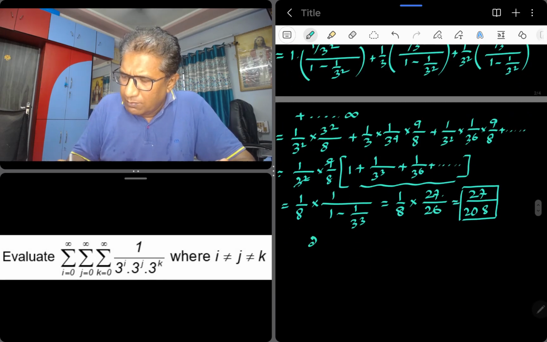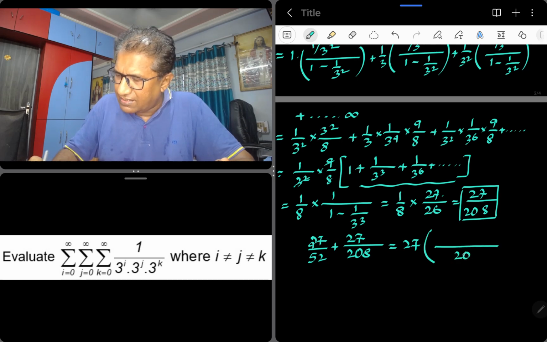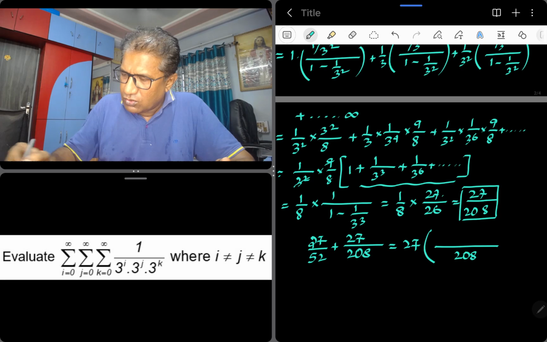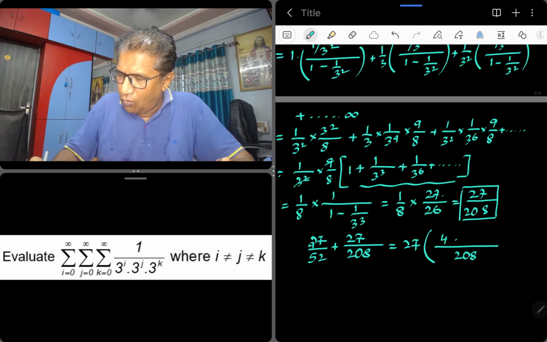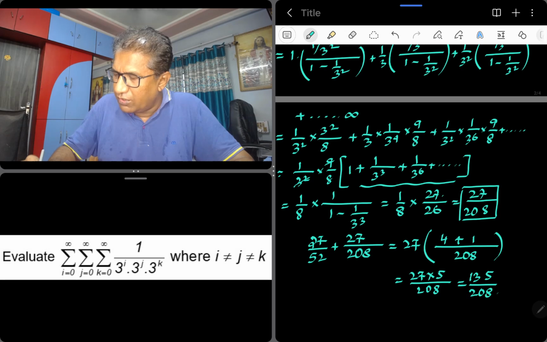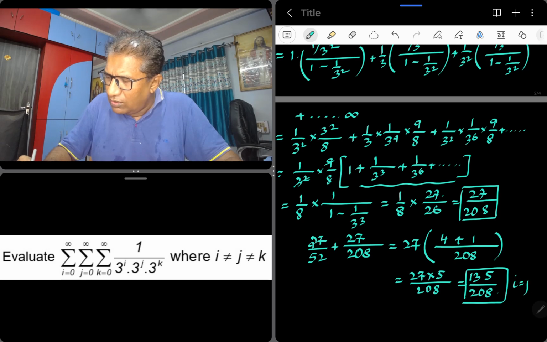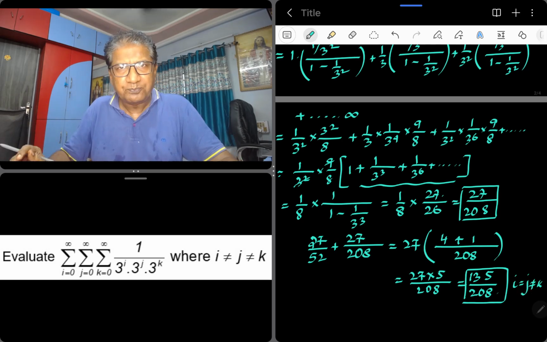27 over 52 plus 27 over 208. So if I take 27 common and let us take the LCM 208, we are having this thing as 4 plus 1. So we are having 27 into 5 divided by 208. That is 135 divided by 208. Right? So this is the sum when your I is equal to j is not equal to k.